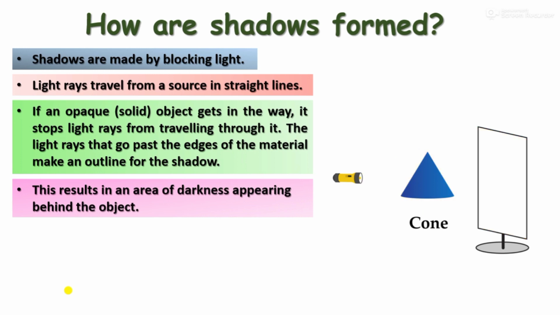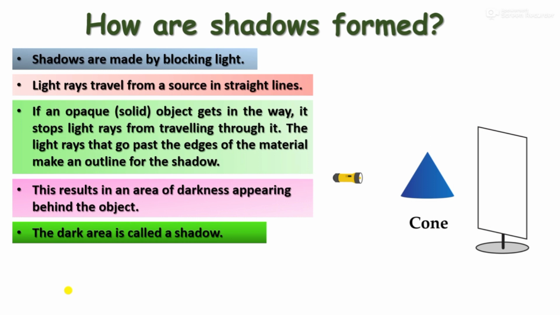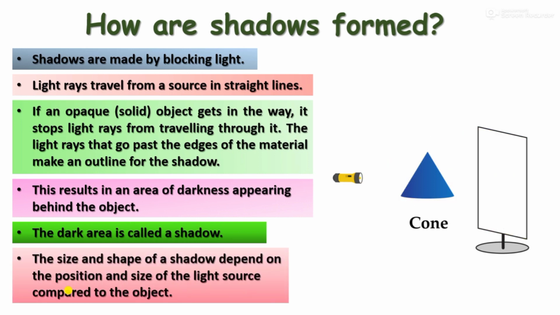This results in an area of darkness appearing behind the object. The dark area is called a shadow. The size and shape of a shadow depend on the position and size of the light source compared to the object. Here you can see the shadow formation. This is the light source, the object, and the shadow behind it.